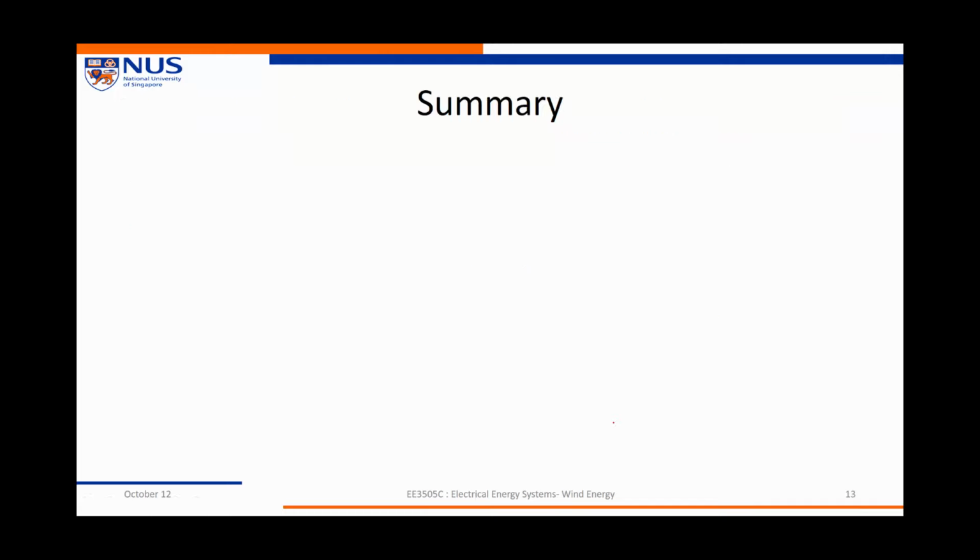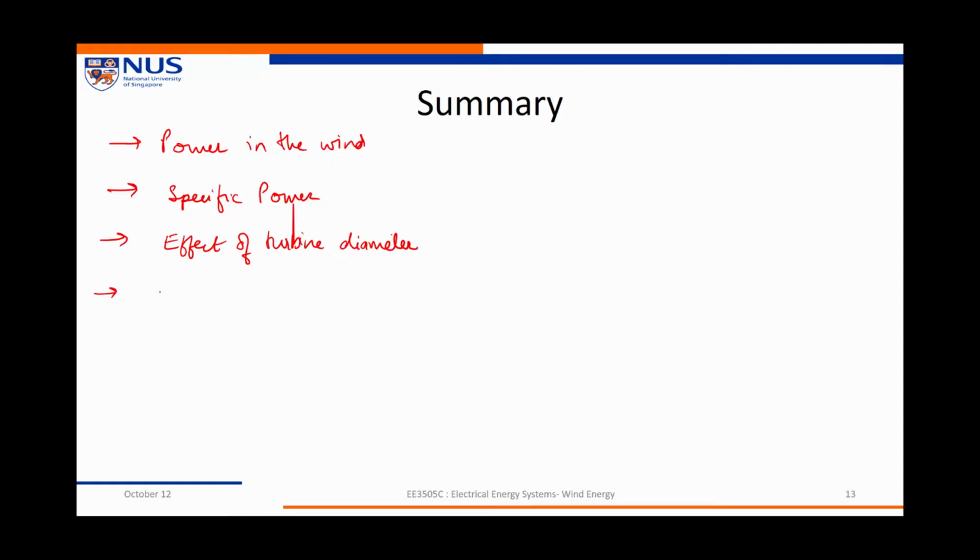In summary, we learned how to find out the power present in the wind before we could find the power present in the turbine. We found out what was specific power, then we learned the effect of turbine diameter, and finally we also understood the effect of the tower height on the power.